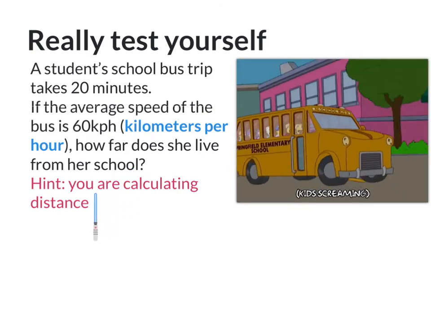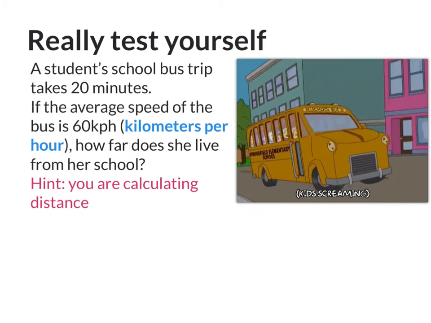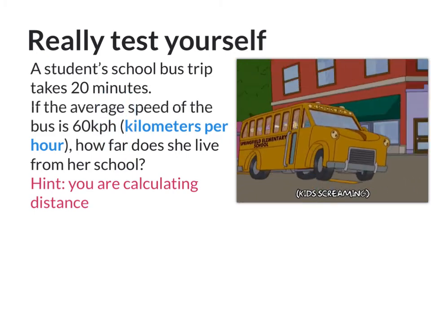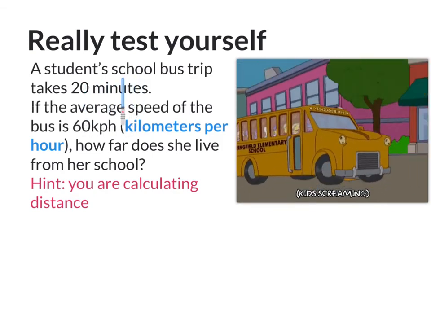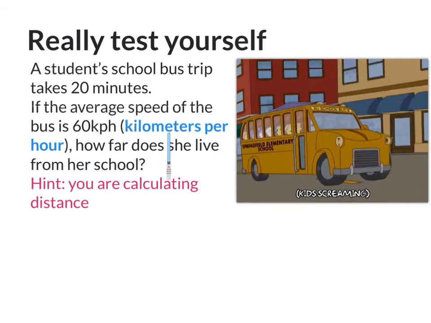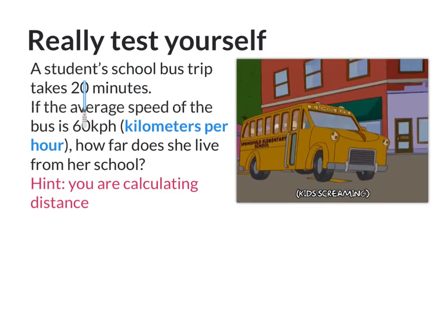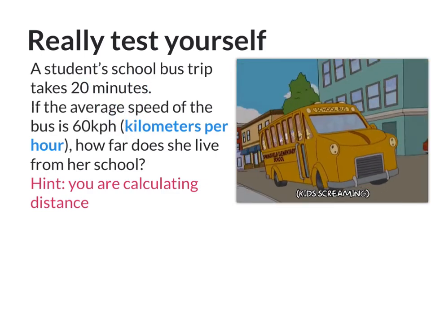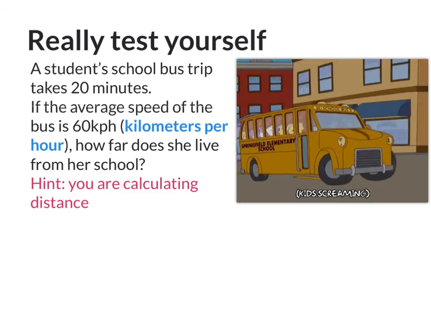So we're looking at distance. So we use the formula distance equals speed times time. But remember, we've measured in minutes and kilometers per hour. So maybe we need to change those minutes into hours. I'm sure you can do that. Alright, how about you practice calculating, and then let's see the answer.